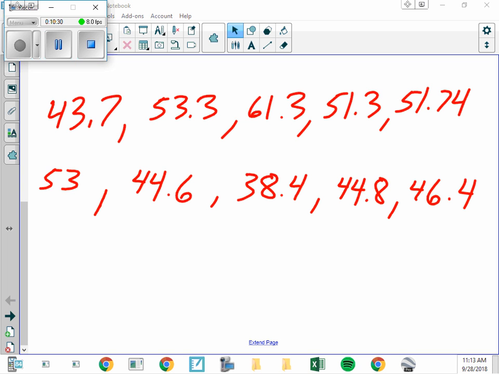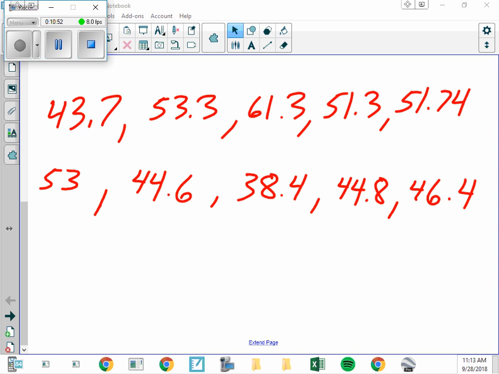I have recorded 10 of your measurements, and if you look at them, 38.4 is the smallest and 61.3 is the largest. That's pretty big. What was yours, Josh? Because your 70 was so big, it actually kind of worked out.